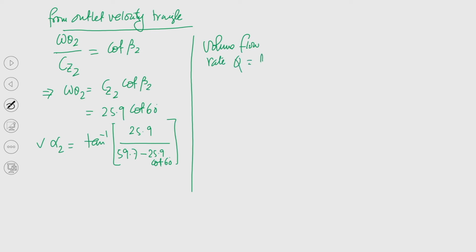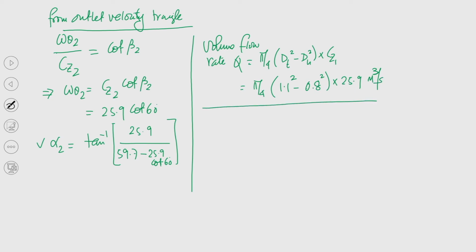Q will be equal to pi by 4 into (dt square minus dh square) into Cz, whether it is Cz1 or Cz2, because Cz1 is equal to Cz2. If we do this, it will come as pi by 4 into (1.1 square minus 0.8 square) into 25.9. So, it will be meter cube per second, right. So, this will be meter cube per second. So, this is one answer, this is also one answer.